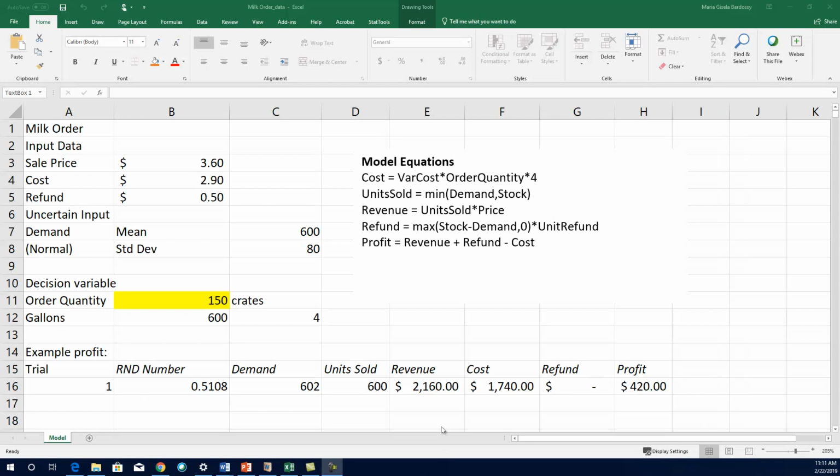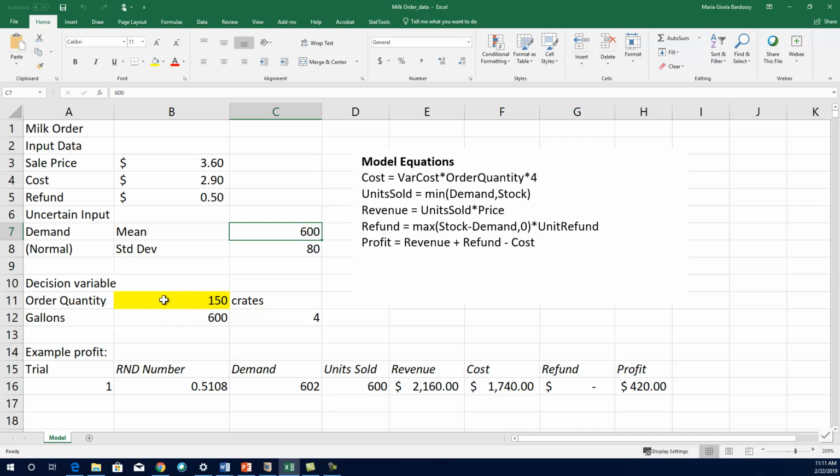Here I have my Excel model, where first I enter all the input information that I was given. So I have price, cost, refund. Those are the certain inputs that were provided in the description of the problem. Then I have the uncertain input, and I have the mean and the standard deviation for demand. And then I have my decision variables.